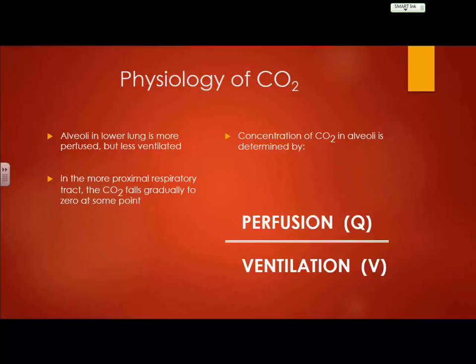The concentration of CO2 in the alveoli is determined by perfusion and ventilation. Where have we heard this before? VQ mismatch. Ventilation, perfusion, mismatch. All right? In order for CO2 to be what it needs to be, we need to have good ventilation, and then we need to have good perfusion. Now, we've talked about the VQ mismatch. This will give us a little bit better of an indication of maybe what's going on in some aspects, all right?